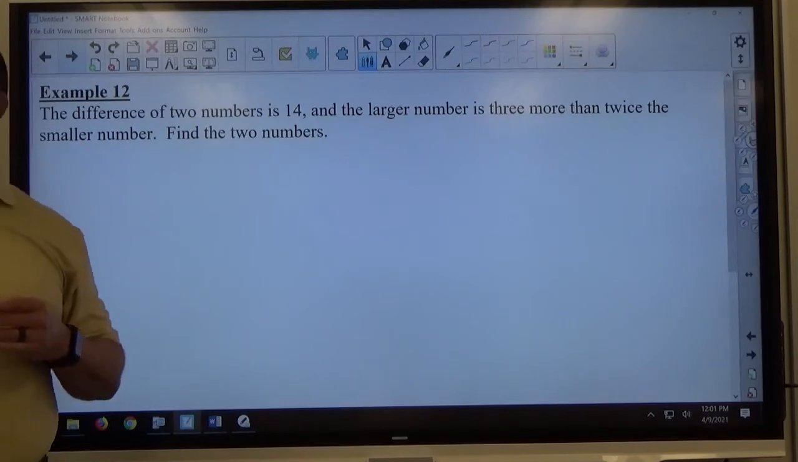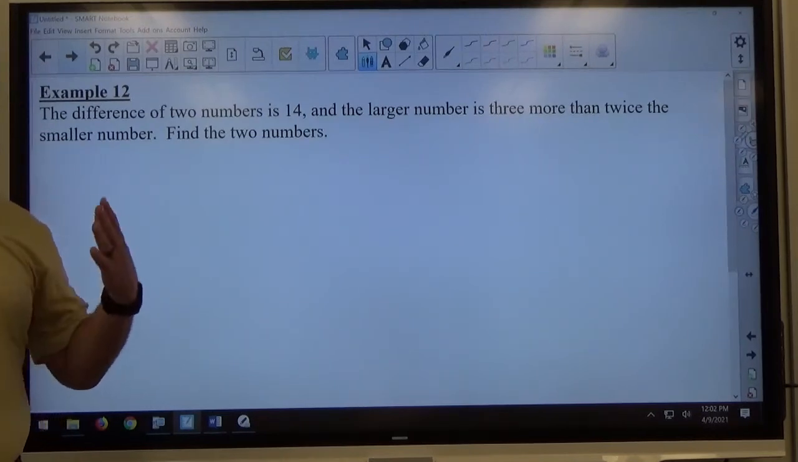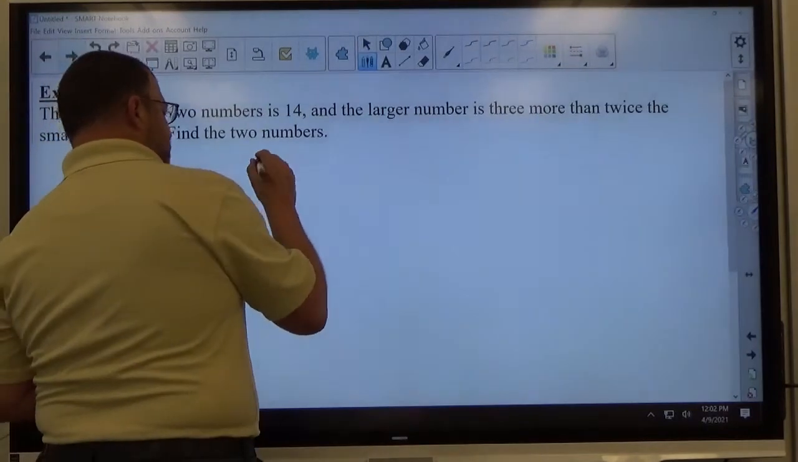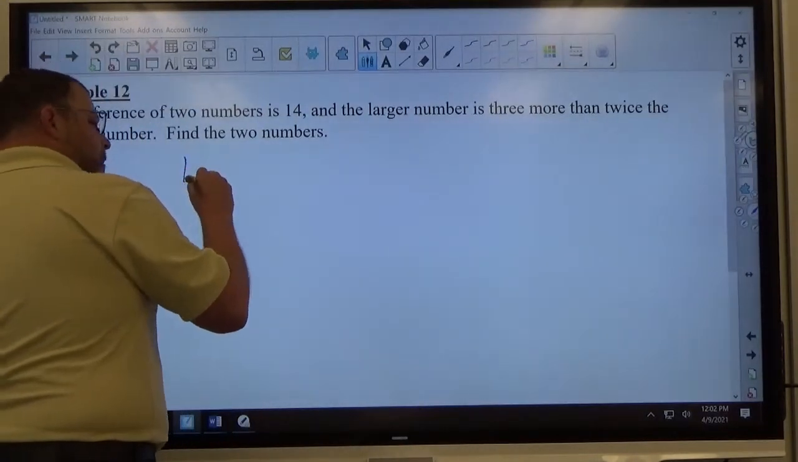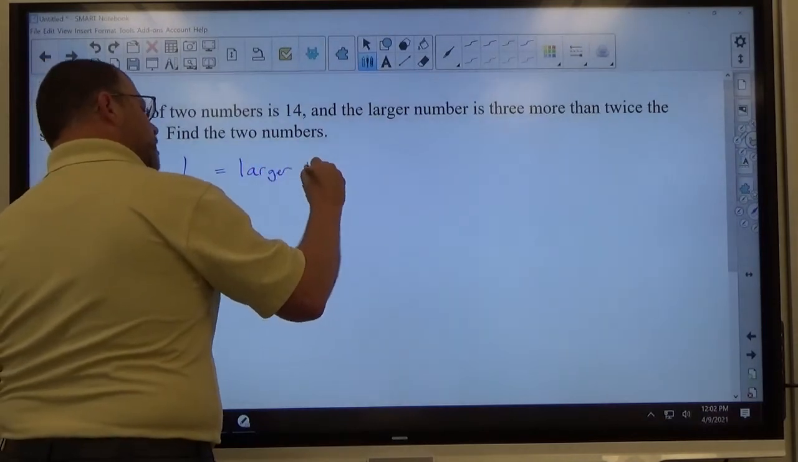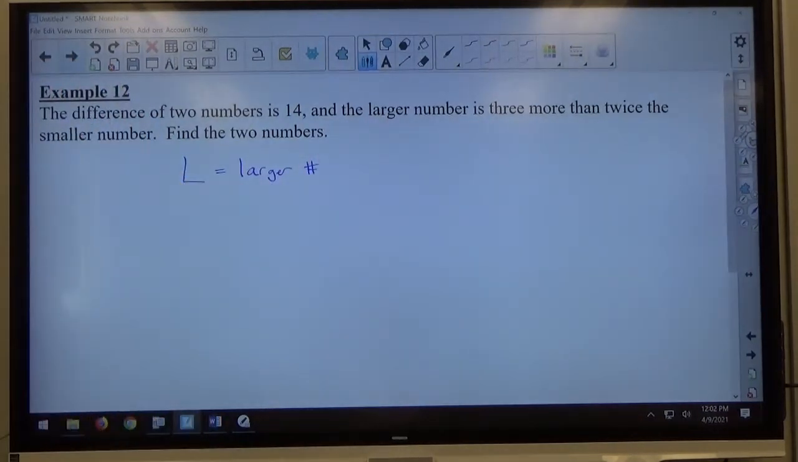So maybe I'm going to use L and S for my variables. Maybe L for larger, S for smaller. If you do that, be careful: I'm going to say capital L is the larger number. Very important when you pick variables that they don't get mistaken for other things. L for larger, if it's lowercase l, it might look like a number 1. Uppercase L looks like an L.